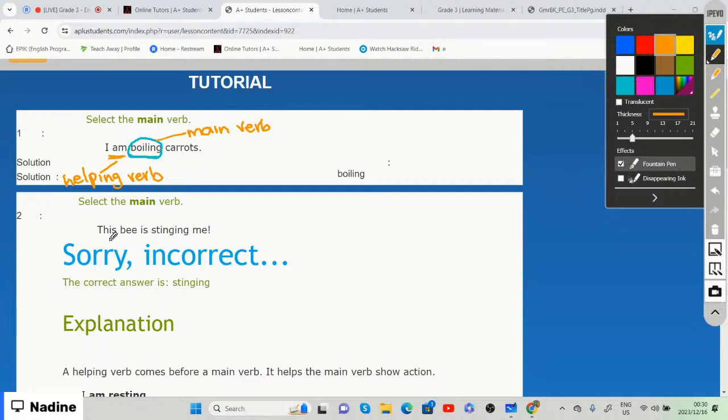Now let's look at the next sentence. The bee is stinging me. What is our main verb within that sentence? The bee is stinging me. The main verb within that sentence.